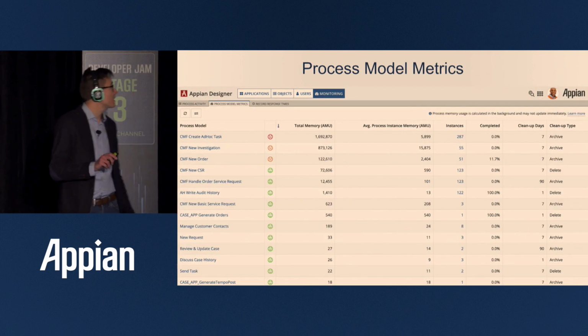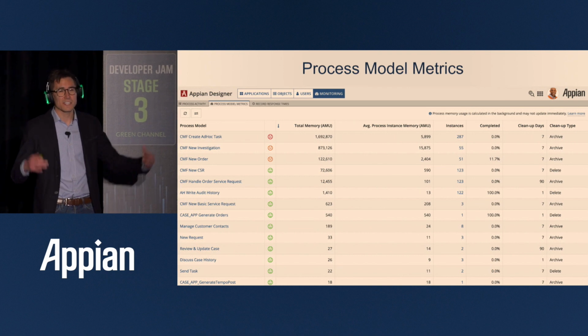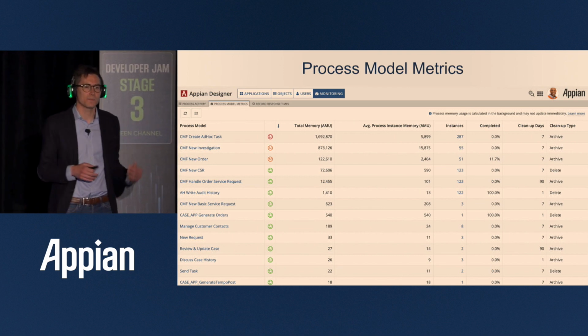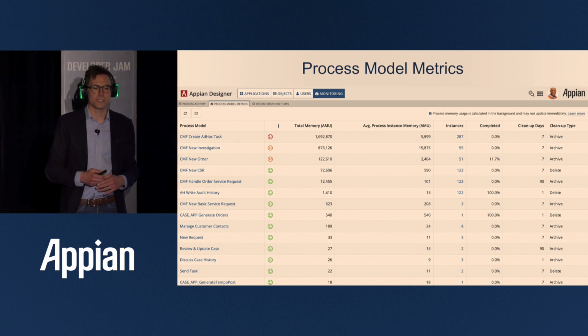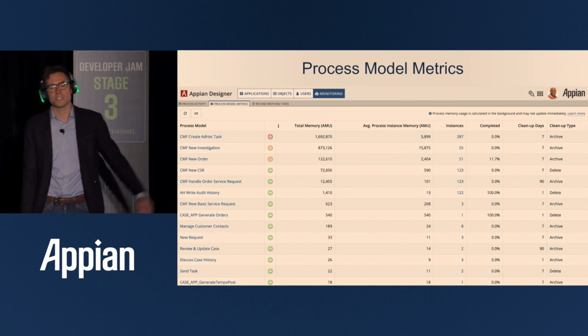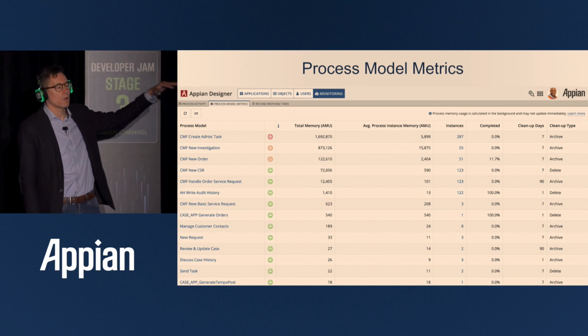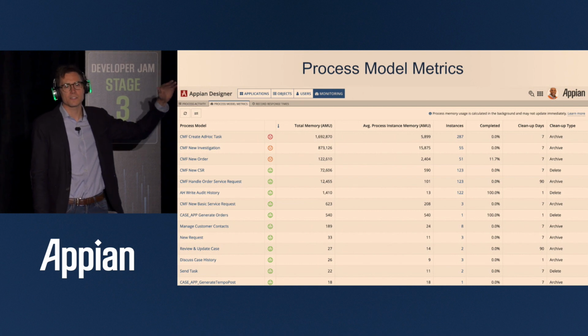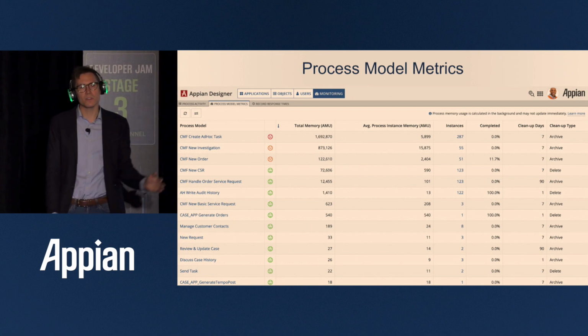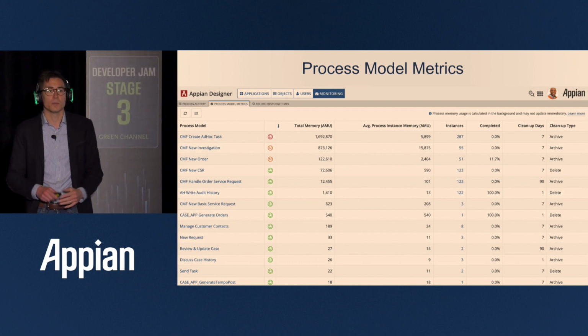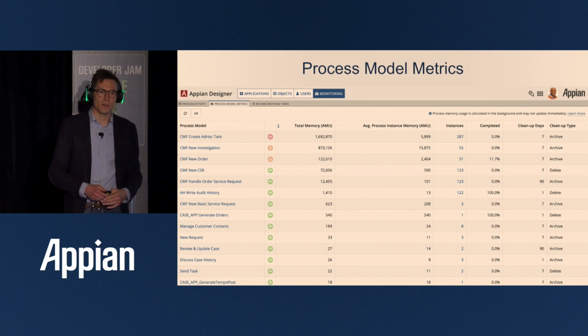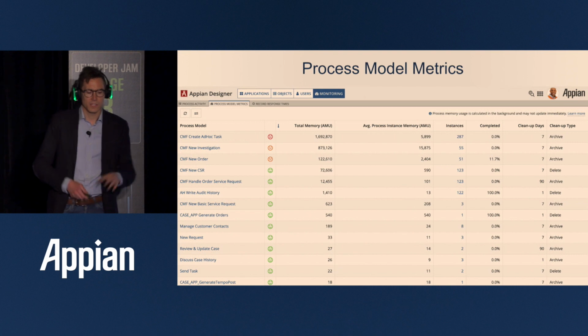To complement this, we also released a new page in the monitoring view. This is the process model metrics page. This gives us a high-level roll-up of each process model and how it's affecting your system performance. So you can see all the process models. We flag ones that we think are problematic to your system's health, and you can see their memory usage and other relevant information like the number of instances, what percentage of them are completed, and other things. I'll touch a little bit more on this in our demo, so I'm going to keep going.